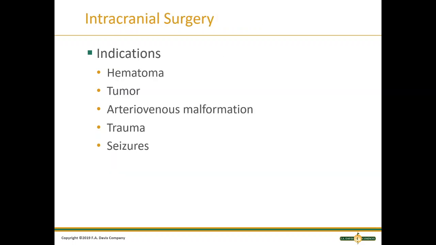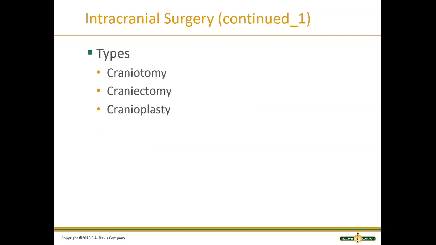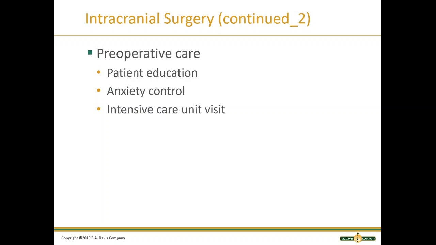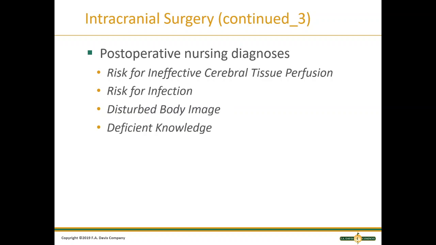Intracranial surgery. Okay, so yes, this is brain surgery, pretty severe. Because of a hematoma they need to remove, a tumor, arteriovenous malformation, trauma, and or seizures, right? They're going to try to correct this. It'll be a craniotomy, a craniectomy, or a cranioplasty. Those are the different types. Patient education, anxiety control, and then it's going to be an ICU type of situation. These are post-operative nursing diagnosis options for you.